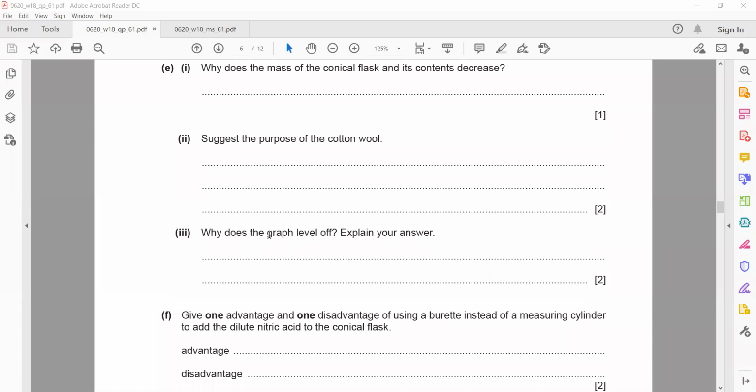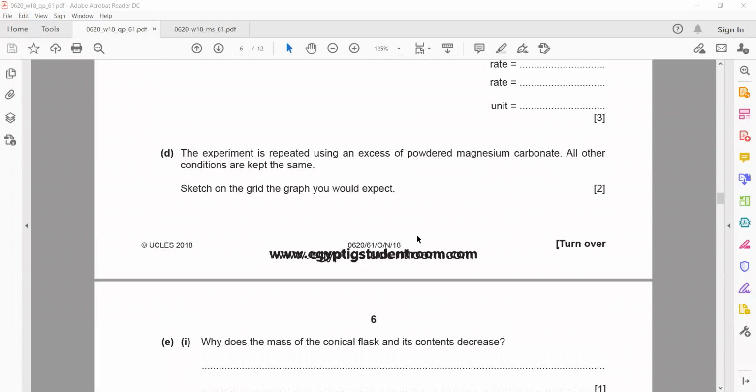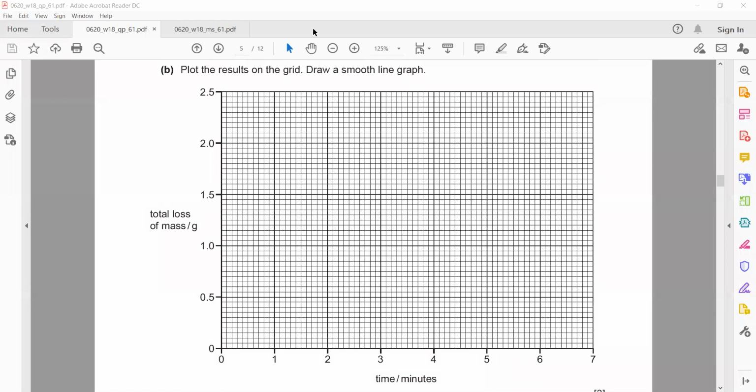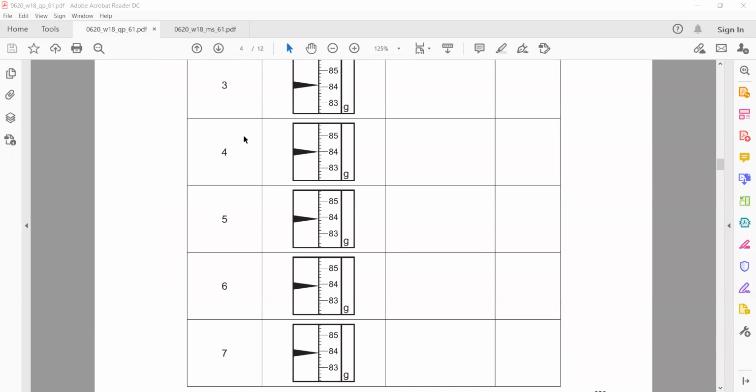Why does the graph level off, and explain your answer. It means there's no change in the mass. The reaction has stopped. They already mentioned that magnesium carbonate is in excess. So you cannot mention both reactants used up. You have to mention that all the nitric acid is used up. Not all reactants, because they already mentioned in the beginning that magnesium carbonate is in excess.